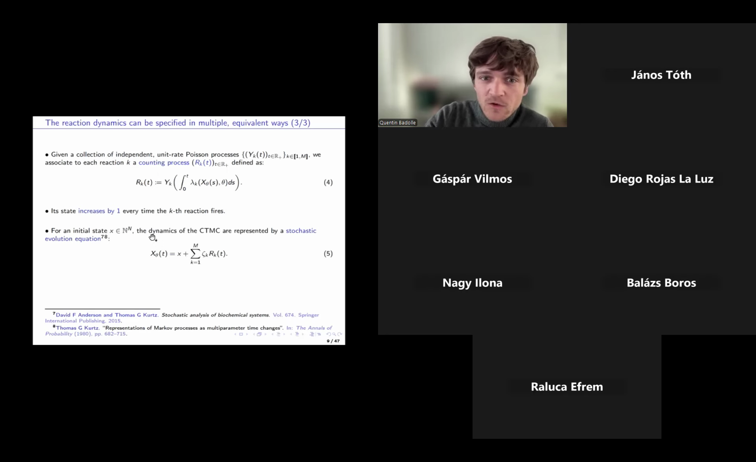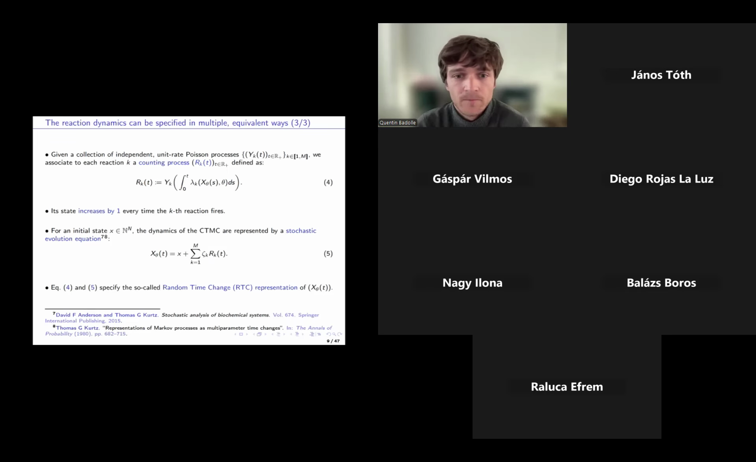With this at hand, we can specify the dynamics of the CTMC through a stochastic evolution equation, which looks like that. So here we are summing over the reactions. You recognize the stoichiometry vector zeta k and the reaction counting process R k at time t, which we just introduced above. And in the literature, equations 4 and 5 are often referred to as the random time change representation of X theta.